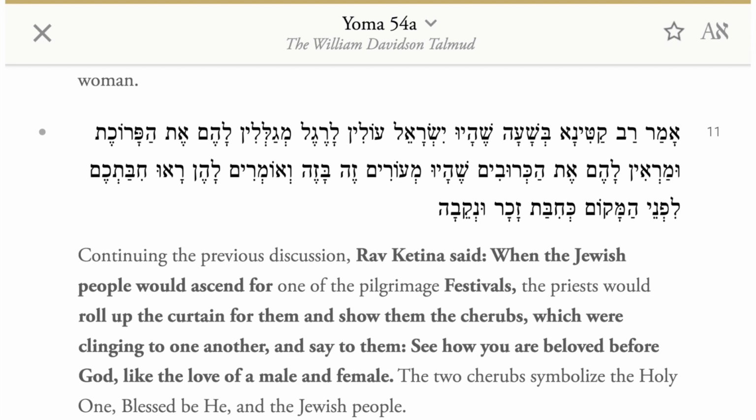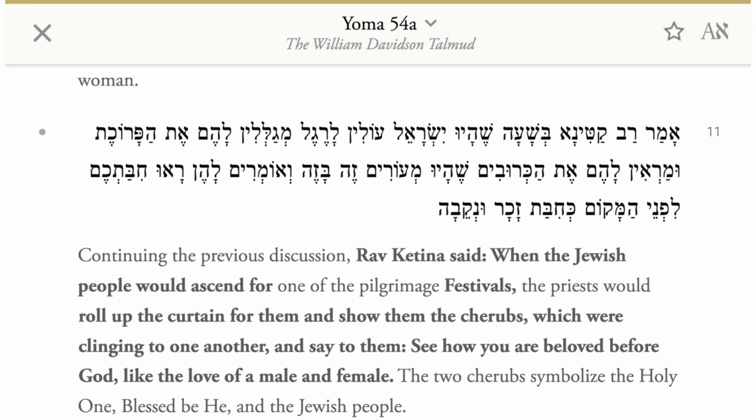The first thing we'll do is we'll establish the cherubim are in fact graven images, one of which represents God. So here in the Talmud you can see when the Jewish people would ascend for one of the pilgrimage festivals, the priest would roll up the curtain for them and show them the cherubs, which were clinging to one another, and say to them, "See how you are beloved before God, like the love of a male and a female." The two cherubs symbolize the Holy One, blessed be He, and the Jewish people.